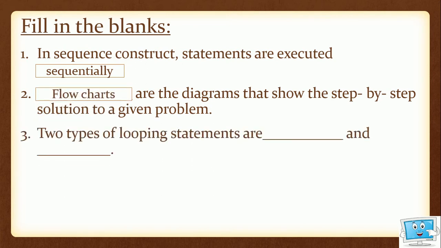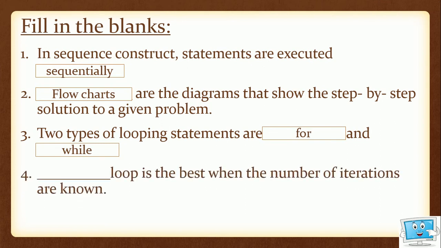Third question is, the two types of looping statements are dash and dash. We have learned about the two types of looping statements, where the initial value is given, then the condition is given, and then the increment or decrement part. So these two types of looping statements are for and while.